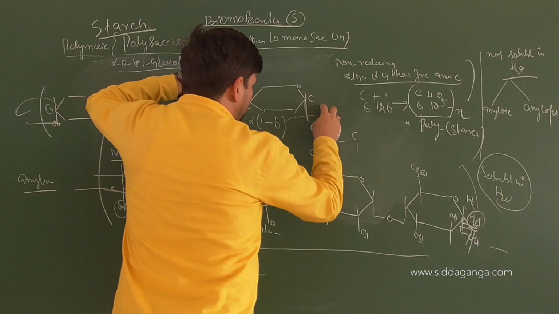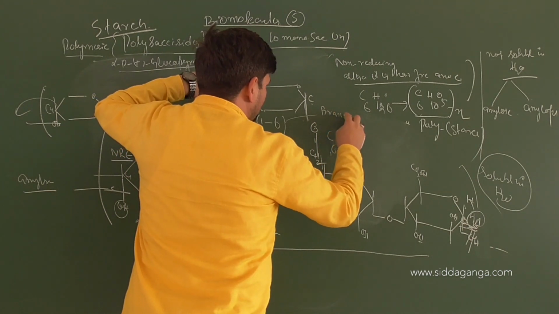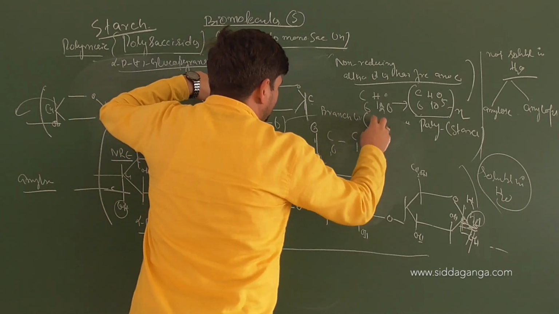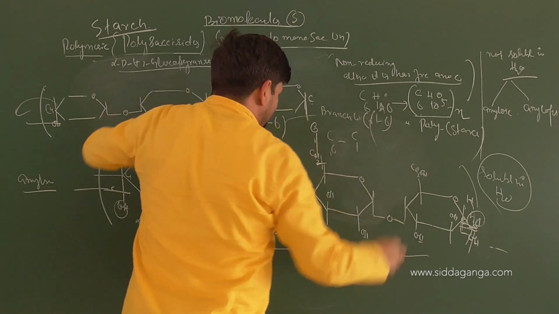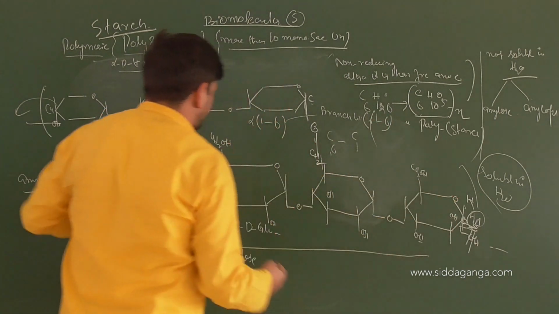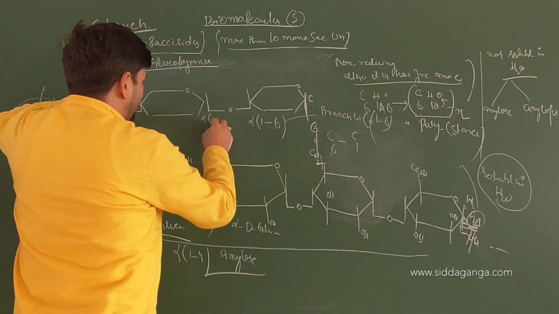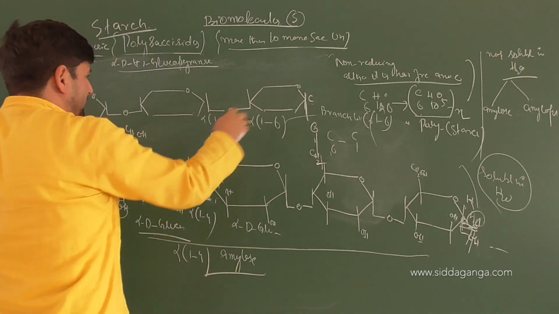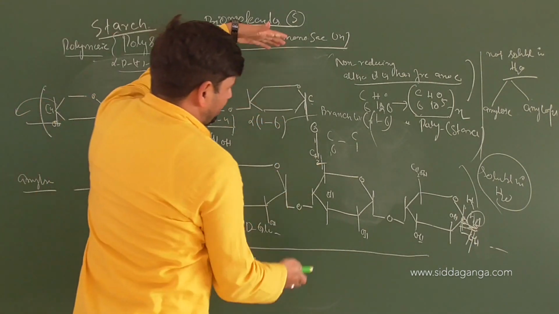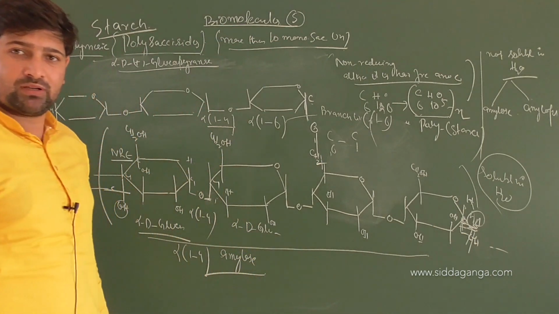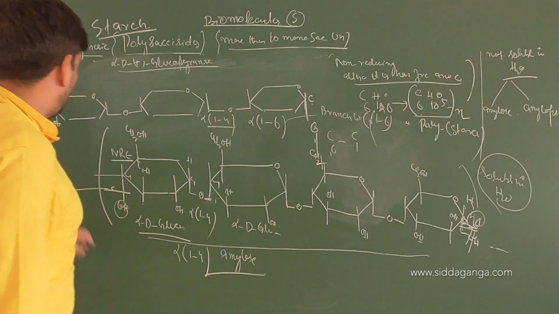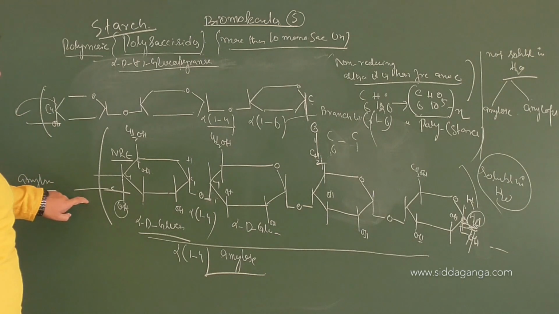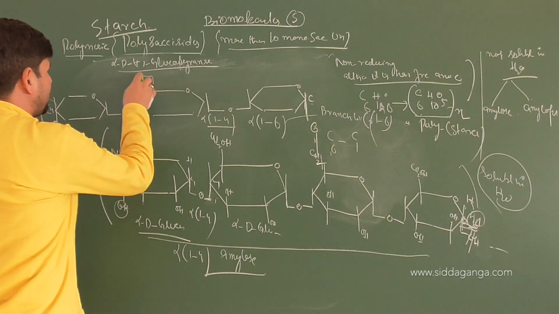So children, the branch link is the alpha 1,6 link. But the amylose chains are held with each other by what link? Alpha 1,4. So in amylose we have alpha 1,4 links, and at the branched regions we have alpha 1,6 links. Now what will you get here? A 4th end. Here also a 4th end. Now can you continue this chain here or not?